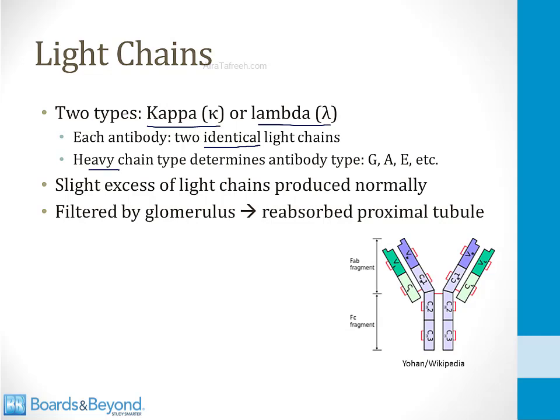The heavy chain type determines the antibody type. So for example, the IgG heavy chain makes an antibody an IgG antibody. And what this means is that antibodies can be described as IgG kappa if they have kappa light chains, or IgG lambda if they have lambda light chains. Same thing is true for IgA and IgE antibodies. Under normal circumstances, plasma cells in the body produce a slight excess of light chains for reasons that are not well understood. These are filtered by the glomerulus and reabsorbed in the proximal tubule where they are broken down.